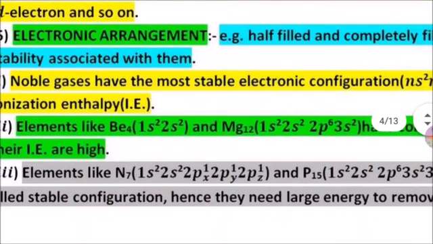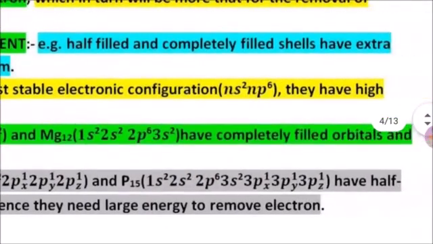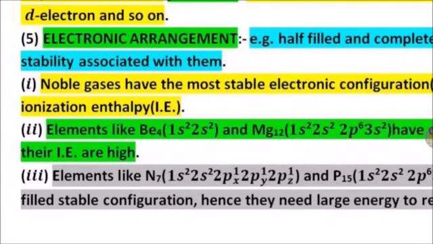For example, the p subshell can hold a maximum of 6 electrons, and if it has a p3 configuration it is stable, or a p6 configuration is also stable. In the case of the d subshell, which can hold a maximum of 10 electrons, if it has 5 electrons it is stable, and if it has 10 electrons it is also in a stable state. In a stable state it is difficult to remove the electron, which means ionization enthalpy is great. So these are the examples.